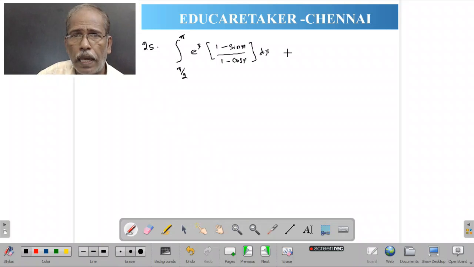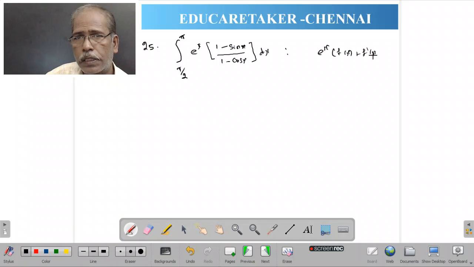Then we have to rearrange the given integrand, e power x into (1 minus sin x) by (1 minus cos x), in the form of e power x into (f of x plus f dash of x). Then the integral of e power x into (f of x plus f dash of x) will be equal to f of x into e power x. We have to identify f of x and f dash of x from the factor (1 minus sin x) by (1 minus cos x).